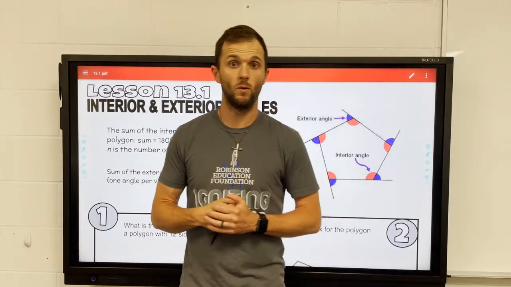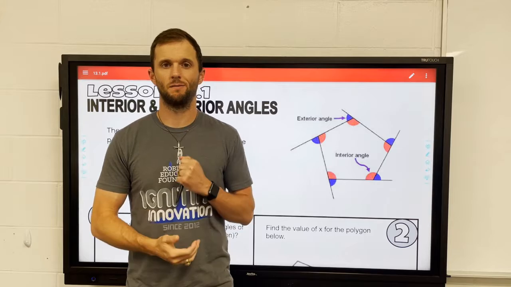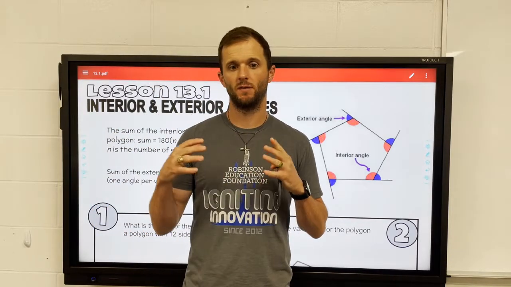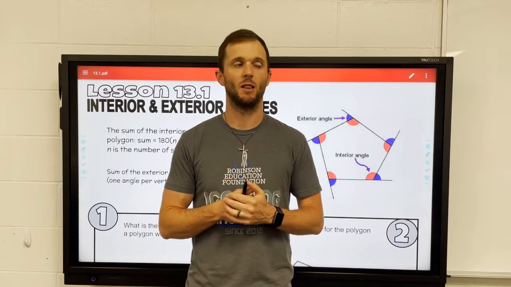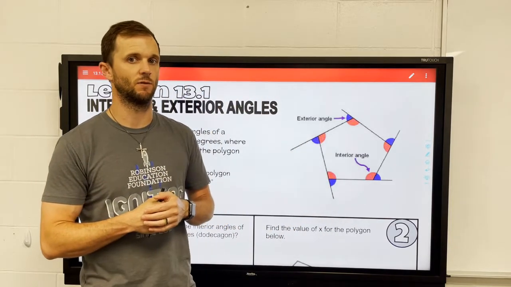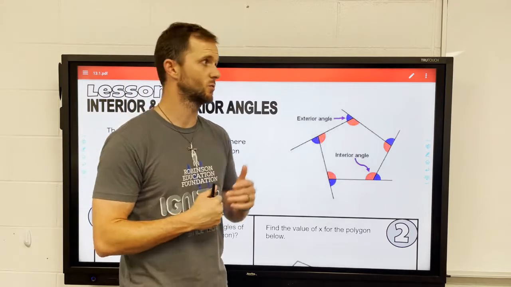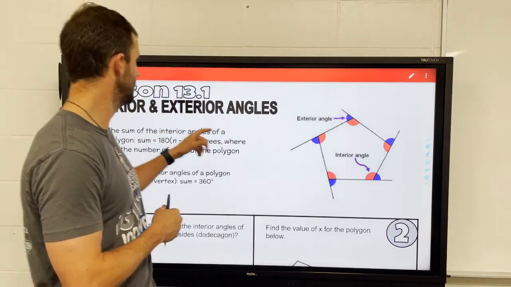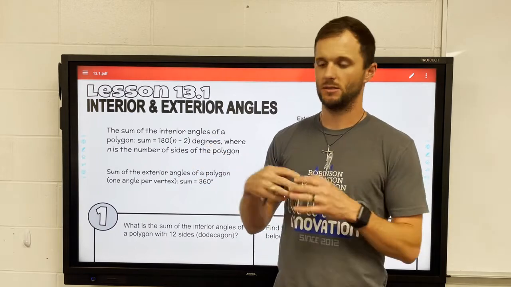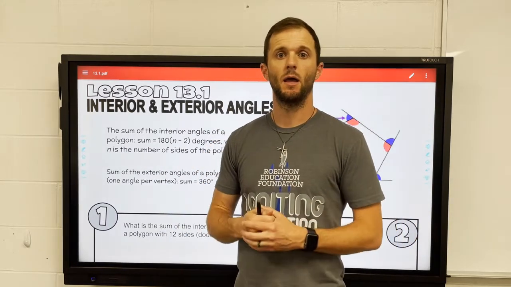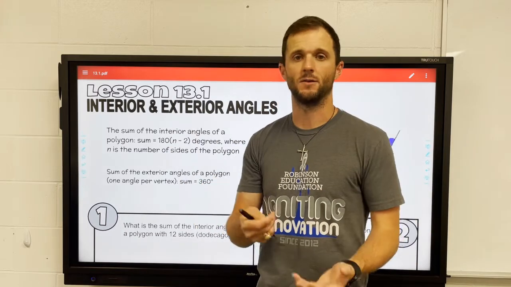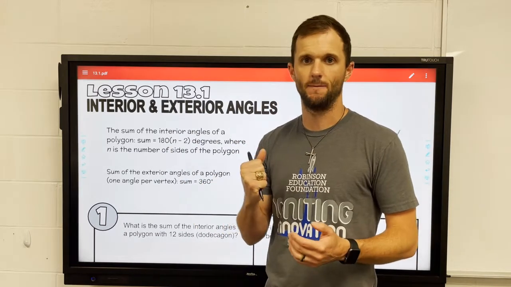So we are on the last unit of the year, which is unit 13, and it's going to be dealing with looking at some different classifications of quadrilaterals and polygons, and also looking at different things that happen within those. The first one we're going to be looking at today is lesson 13.1, which is called interior and exterior angles. We're going to be dealing with any kind of polygon, the angles within it and the angles on the outside of it. Okay, so let's jump into that.